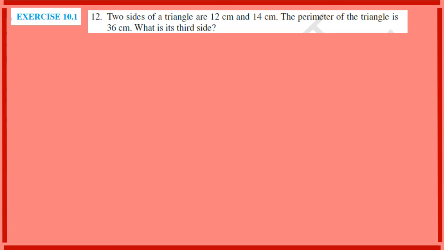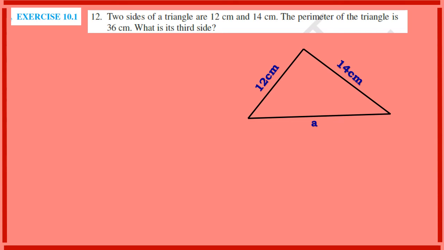Two sides of a triangle are 12 centimeter and 14 centimeter. The perimeter of the triangle is 36 centimeter. What is the third side? So two side lengths are given and the perimeter is given. We need to find the third length. So it is very simple. You have to add these two sides and subtract that from this 36. You will get the remaining side.